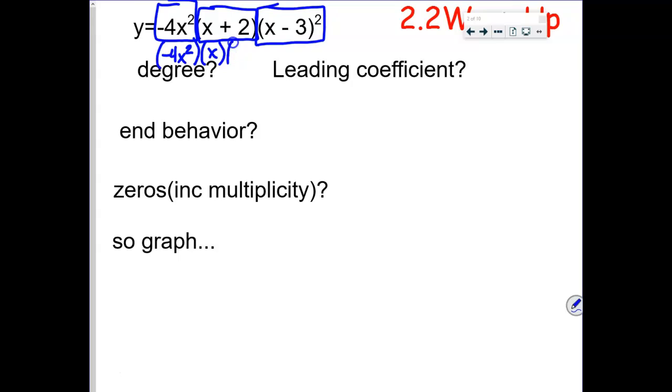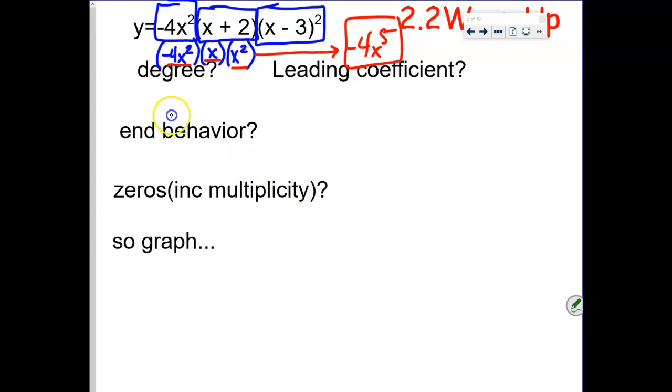X squared. So what you truly have in this problem as far as leading terms go is you have a negative 4x squared times an x squared. What does that become? Negative 4x to the fifth. Very good. So your true leading term, I don't care about the rest of the polynomial, is negative 4x to the fifth. So this should be a quick, easy question for you now that we have that.